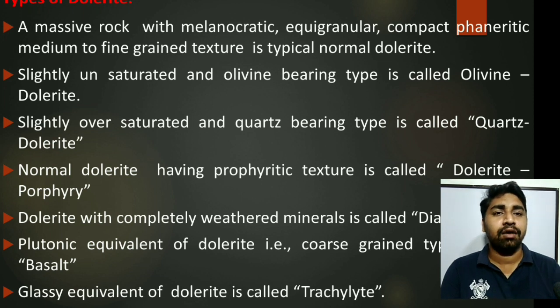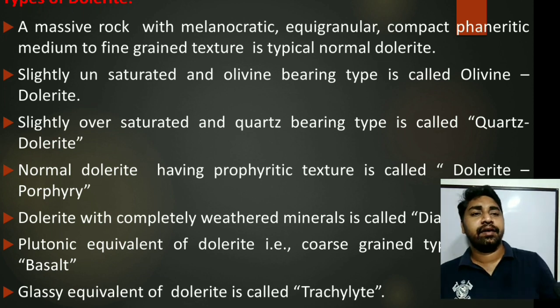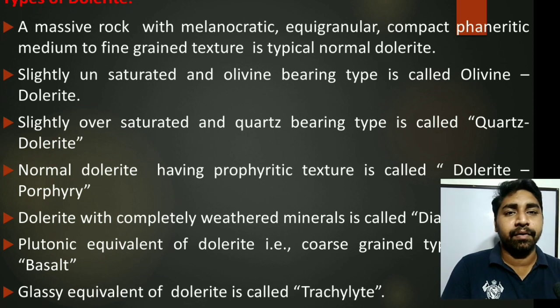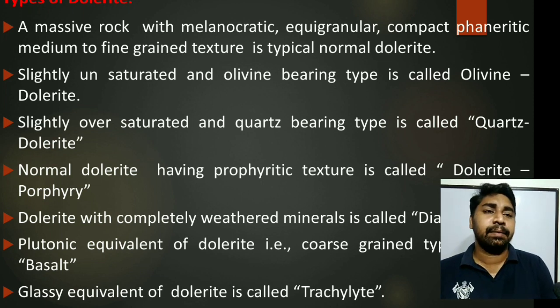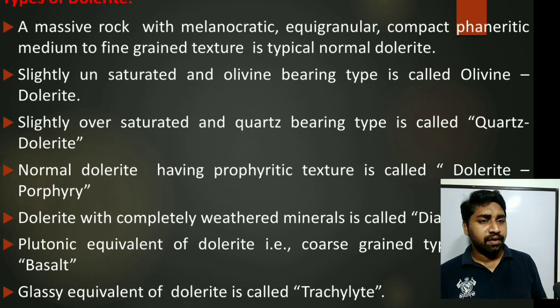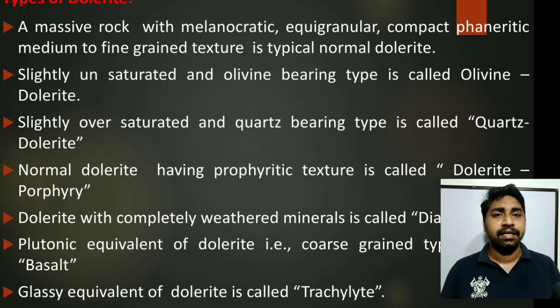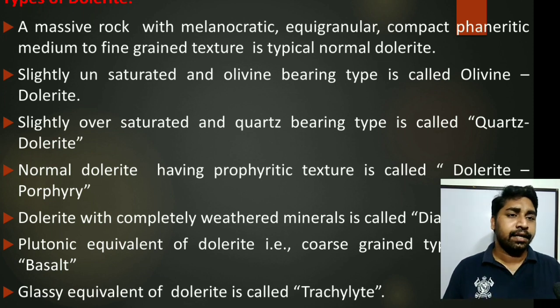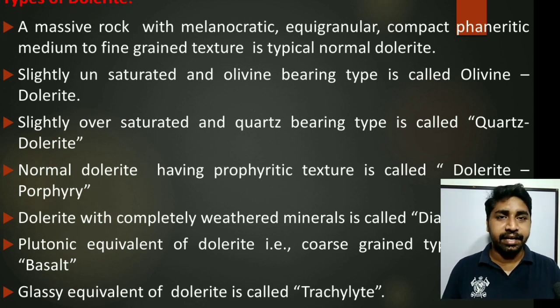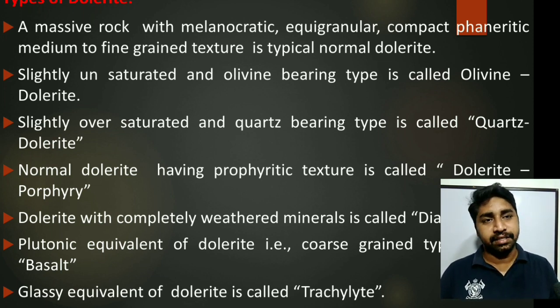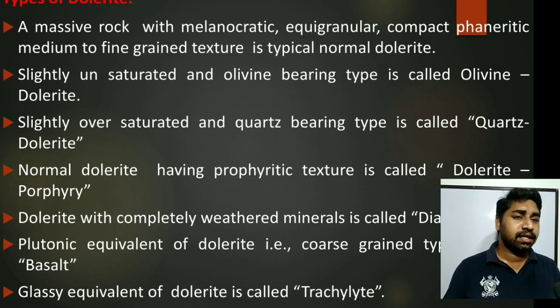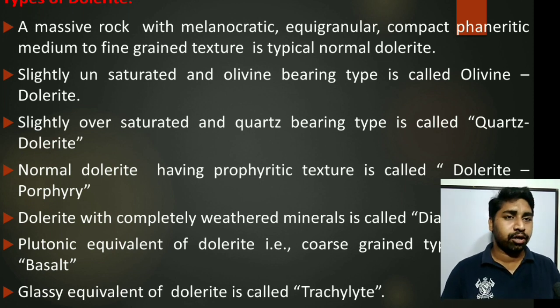A massive rock with a melanocratic, equigranular, compact, ophitic, medium to fine grain texture is a typical dolerite. Generally, if we take a normal dolerite, it will have these properties: melanocratic, meaning dark colored, equigranular texture, compact, ophitic, medium to fine grain texture. That is the common identification for normal dolerite.